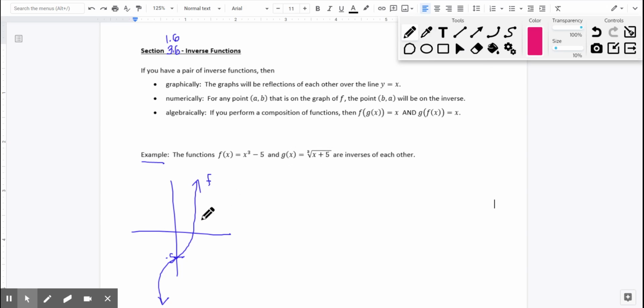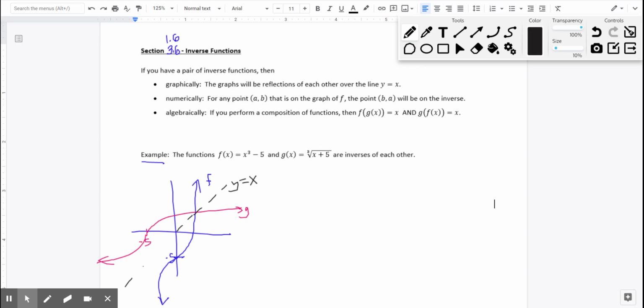And this is our cube root function moved left 5. So the cube root function moved left 5 looks like this, and it goes down to the left. And if I've done my drawing pretty well, which I'm pretty pleased with here, if I put the line y equals x in, these two graphs should be reflections of each other over the line y equals x.